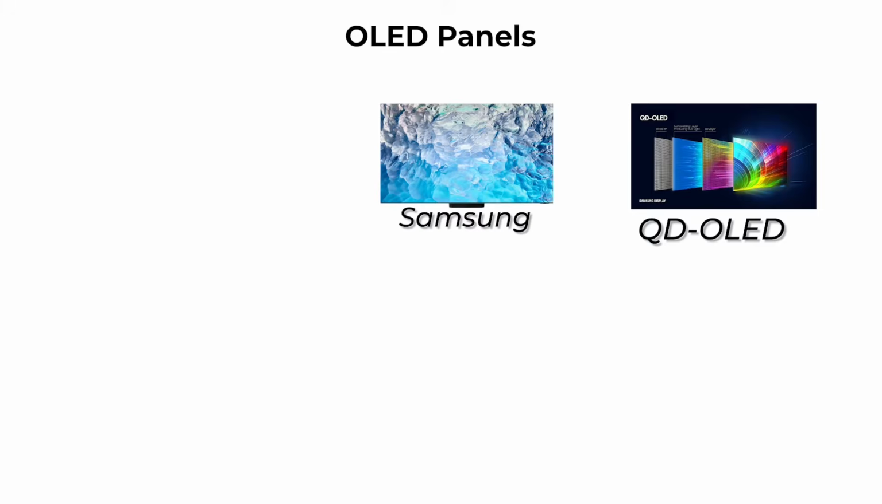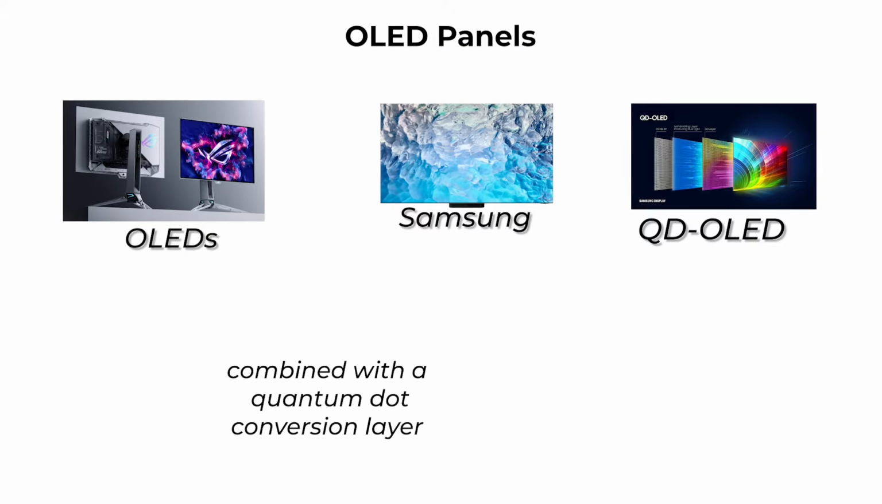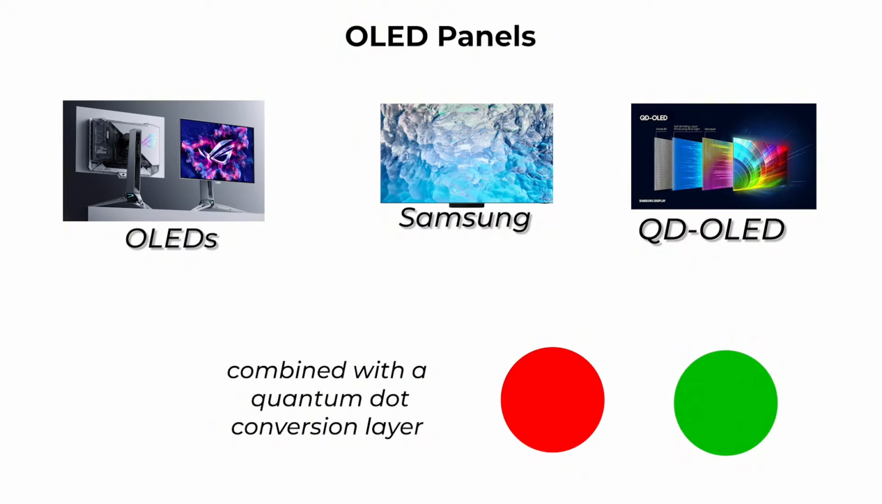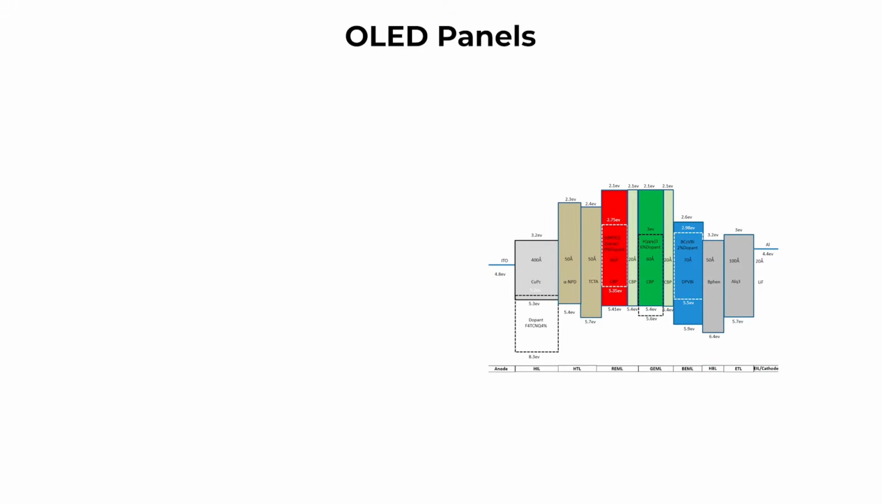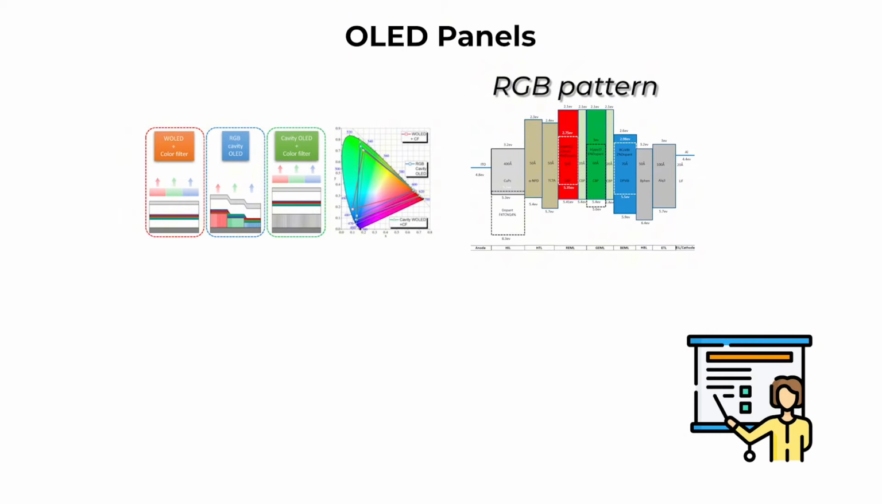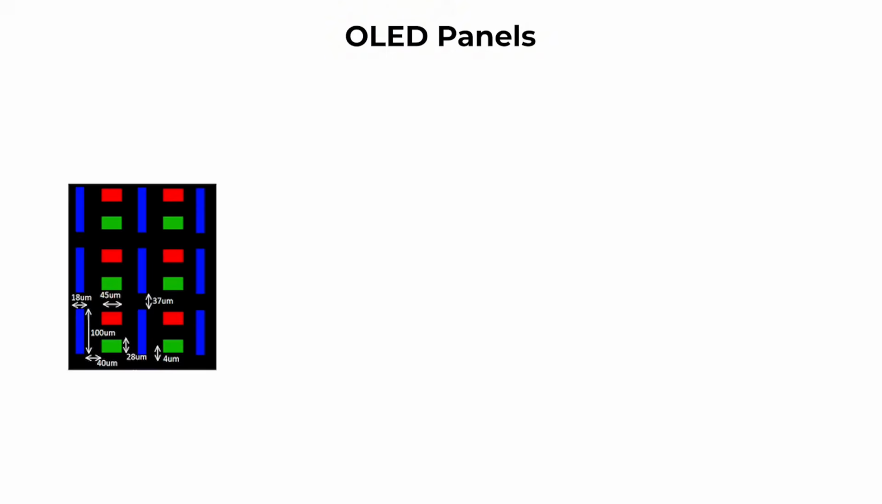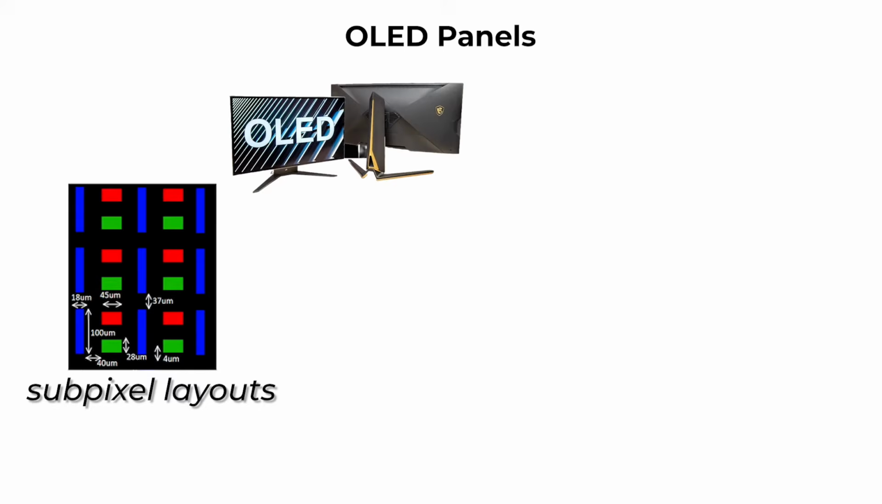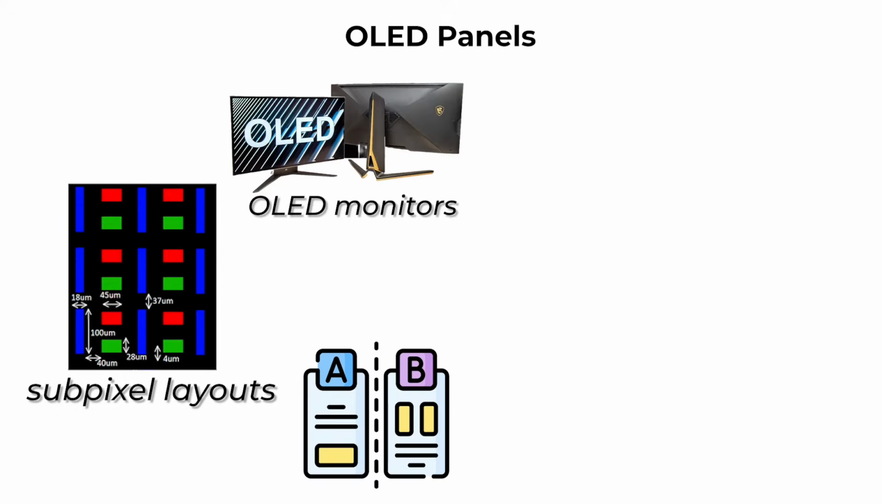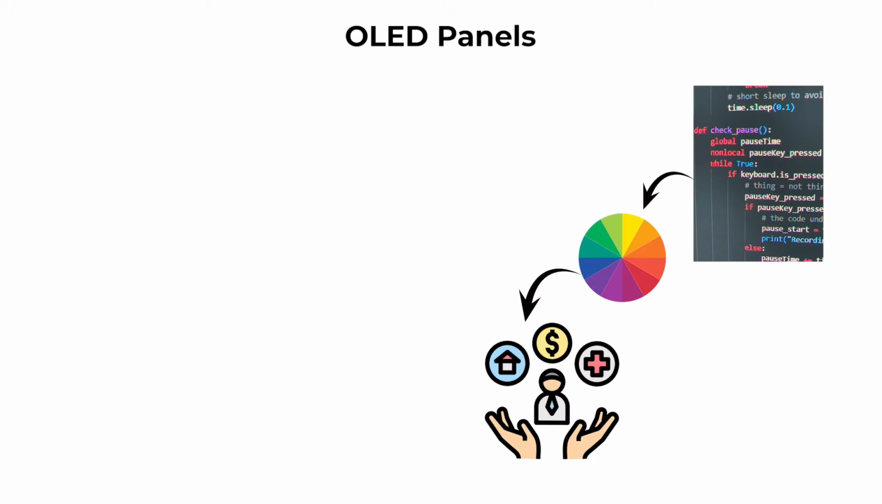QD-OLED, developed by Samsung, uses blue-emitting OLEDs combined with a quantum dot conversion layer to create red and green light. The subpixels are arranged in a triangular RGB pattern, which improves color performance and brightness, but can introduce text-fringing artifacts in certain desktop applications. Because of these subpixel layouts, text clarity on OLED monitors can vary compared to traditional liquid crystal displays at the same pixel density. Users working with a lot of small text may notice colored edges or fringing.